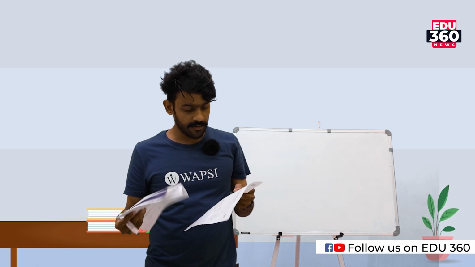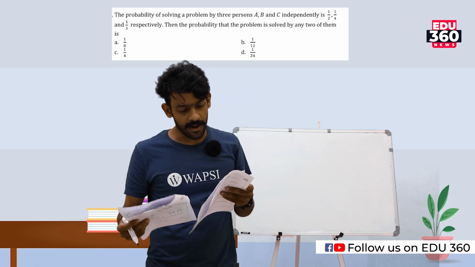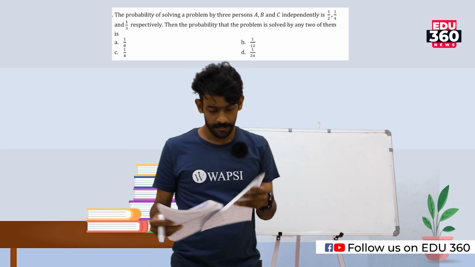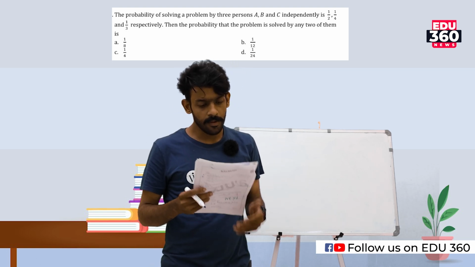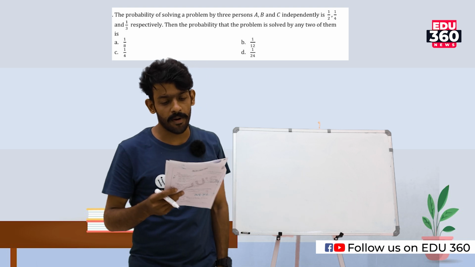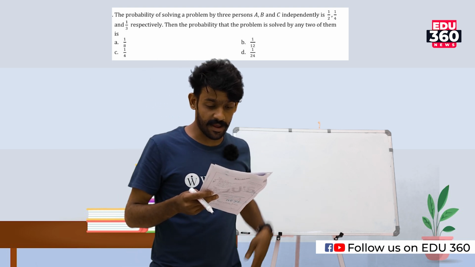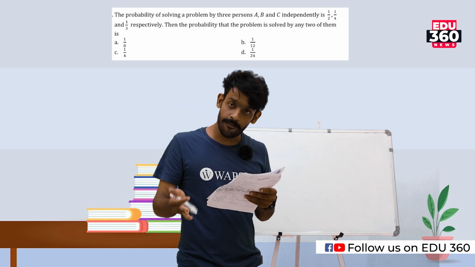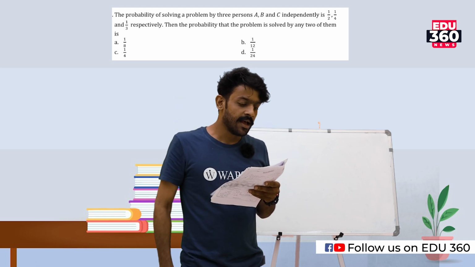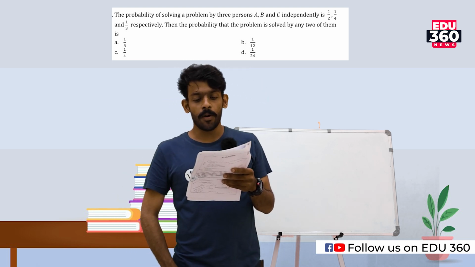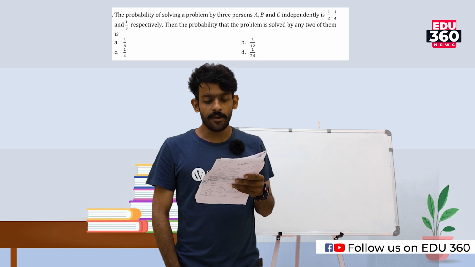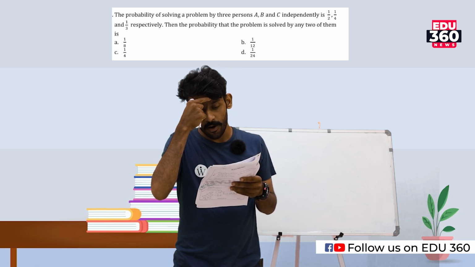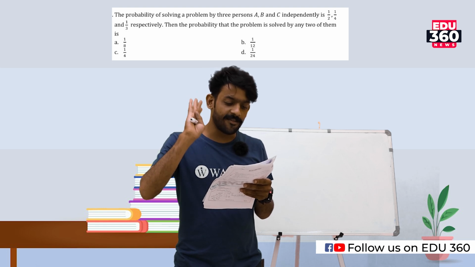That means today's third question. So the third question is, it's given that the probability of solving a problem by 3 persons A, B and C independently is given as 1 by 2, 1 by 4 and 1 by 3 respectively. Then the probability that the problem is solved by any two of them is, okay.